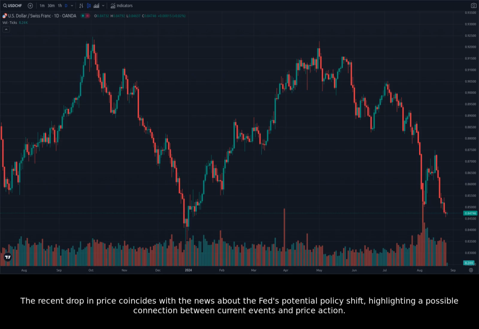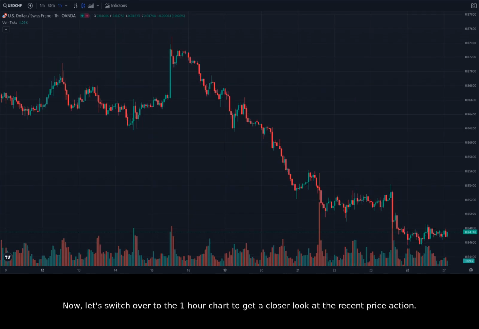The recent drop in price coincides with the news about the Fed's potential policy shift, highlighting a possible connection between current events and price action. Now, let's switch over to the 1-hour chart to get a closer look at the recent price action.